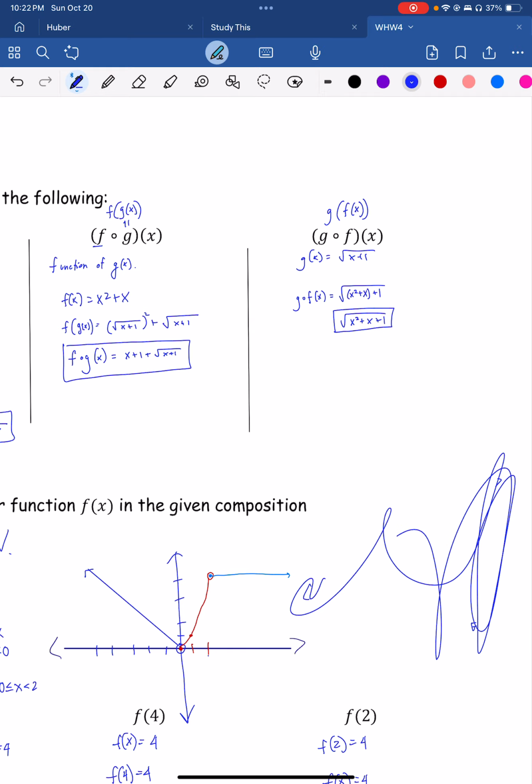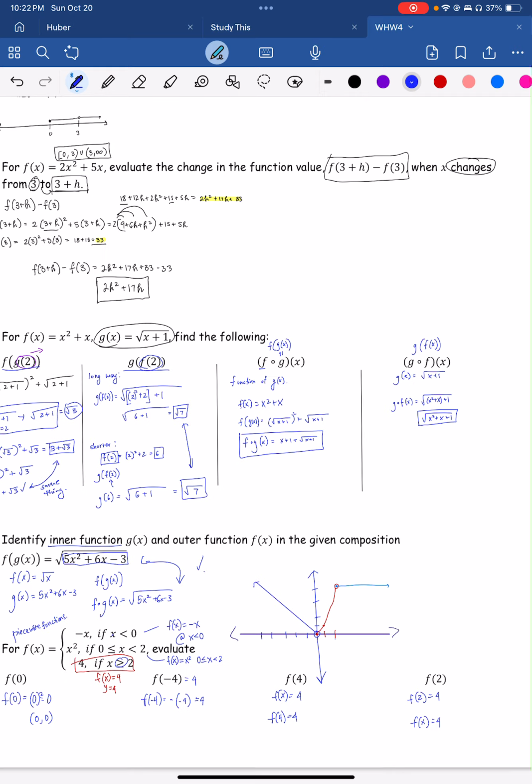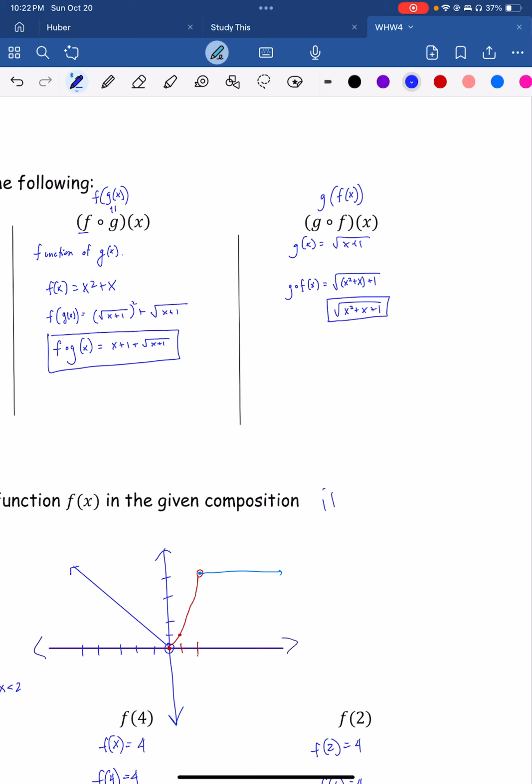And that's basically all there is. So it is possible to get D and E, does not exist.